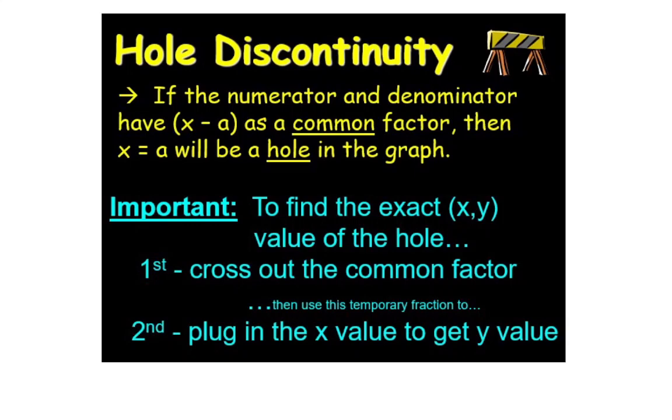And all I have to do is cross out the common factor, and then use that temporary fraction when plugging in the x value to get the y value. That's how you get what is missing in the graph.